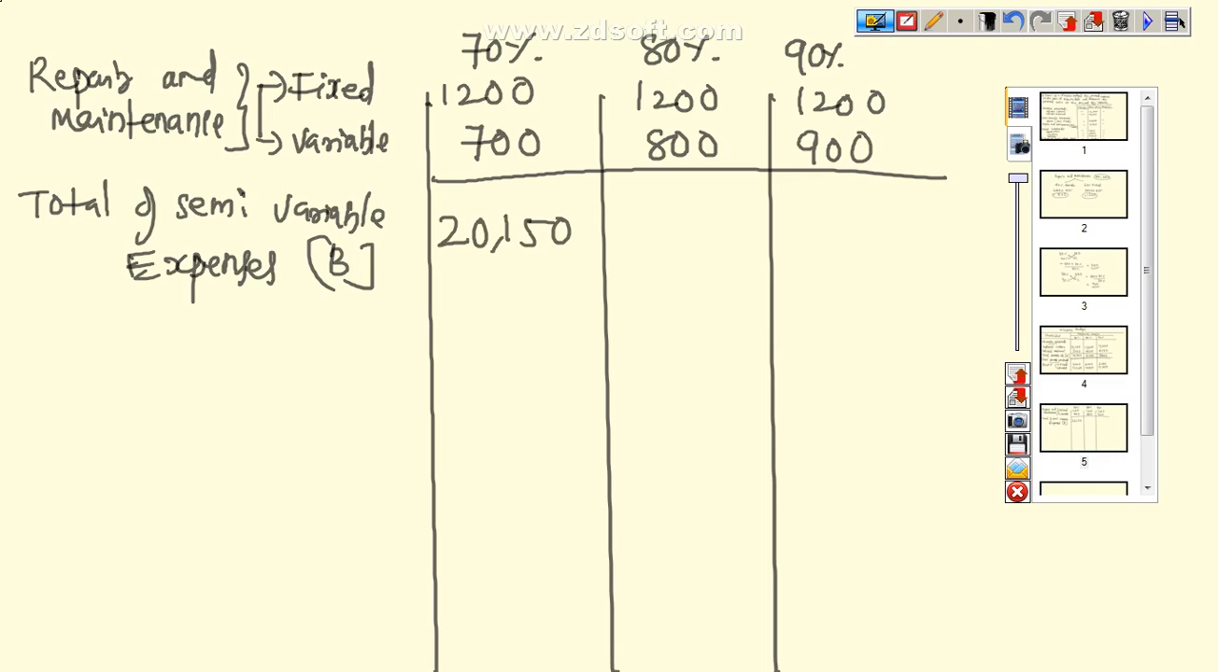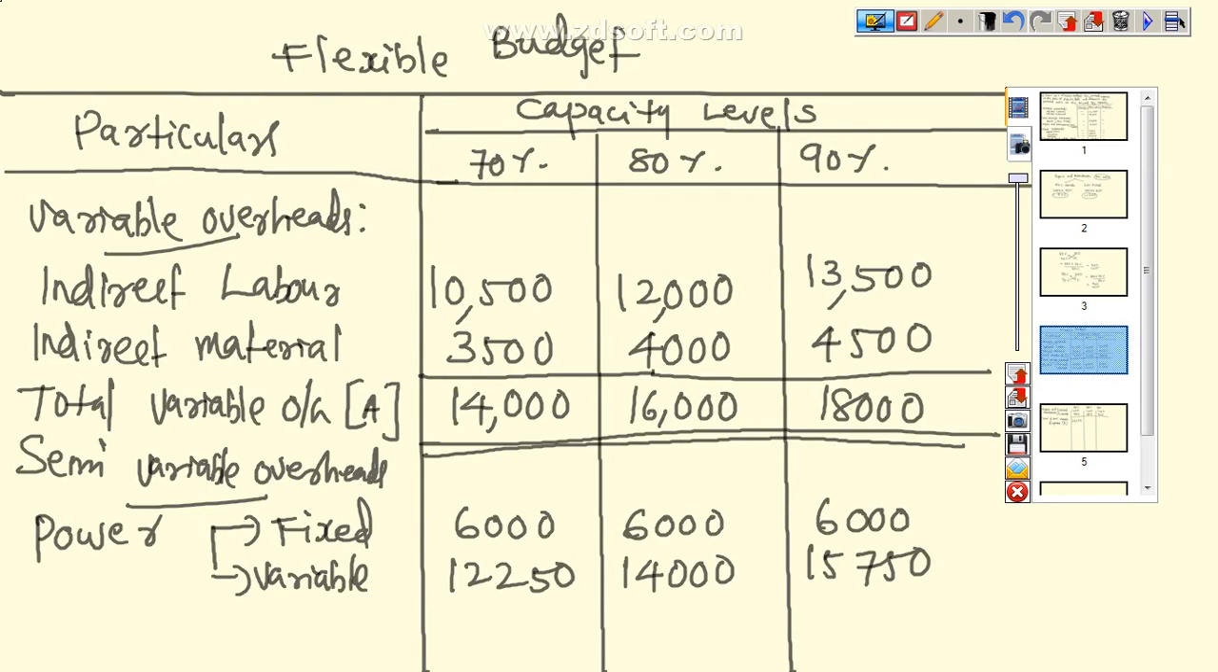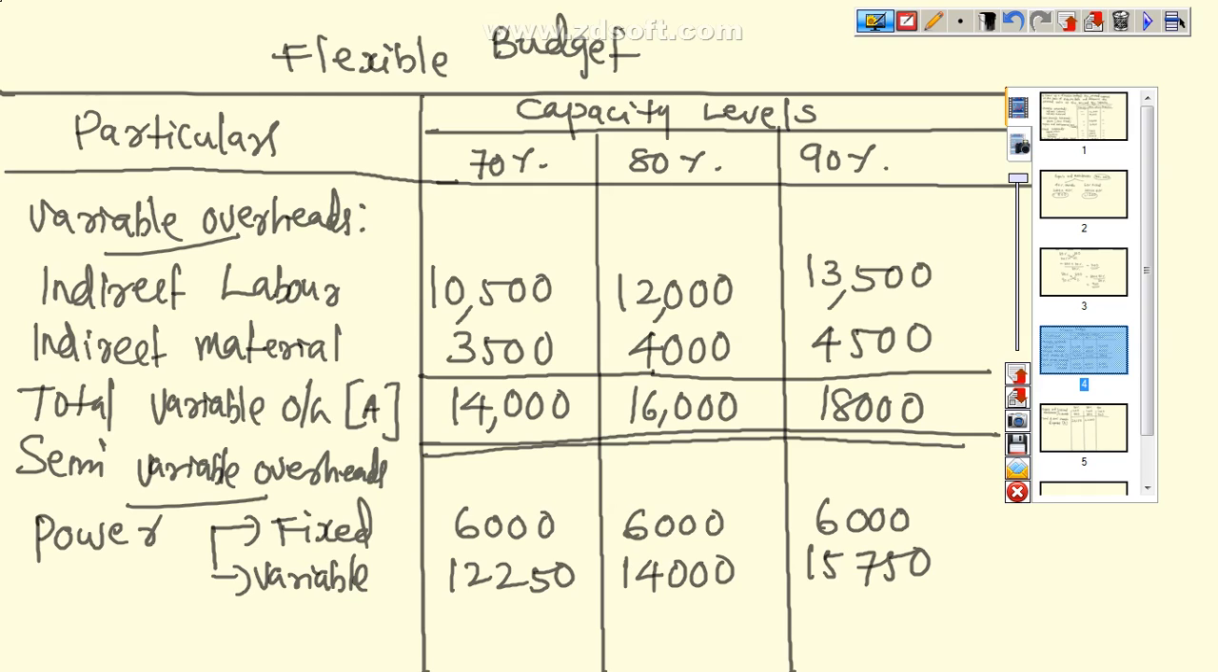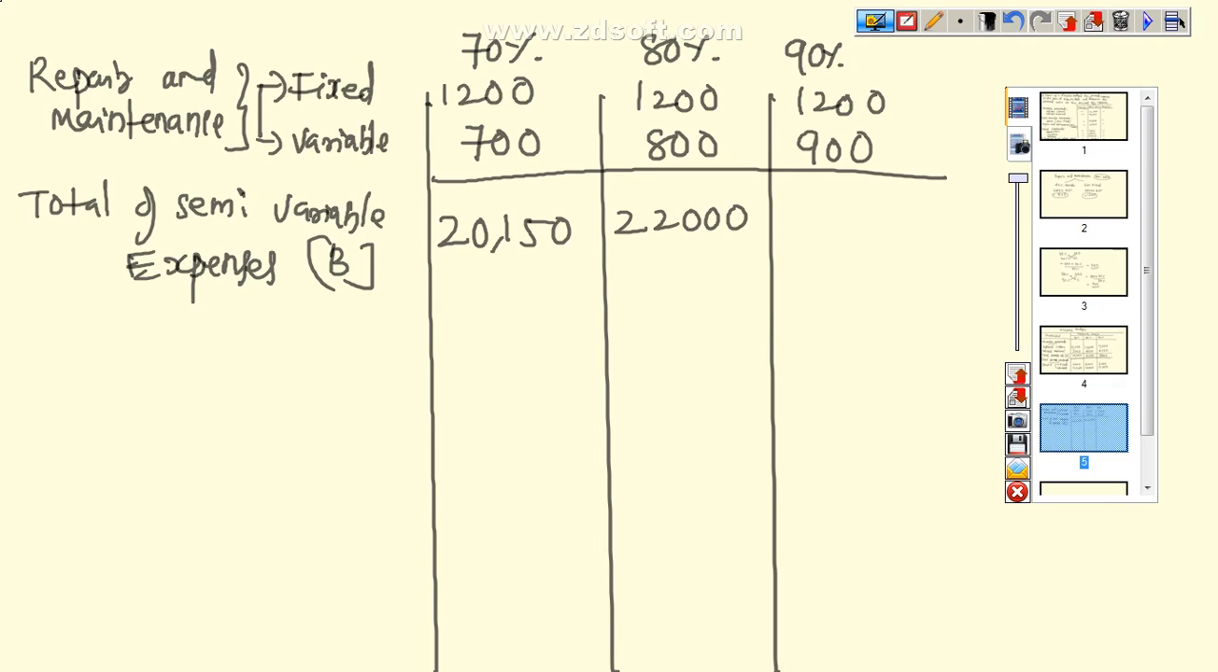20,150. And for 80% capacity, 6000 plus 14,000 plus 1200 plus 800, that is equal to 22,000. And for 90% capacity, that is equal to 6000 plus 15,750 plus 900 plus 1200, that is equal to 23,850. This is our B part.